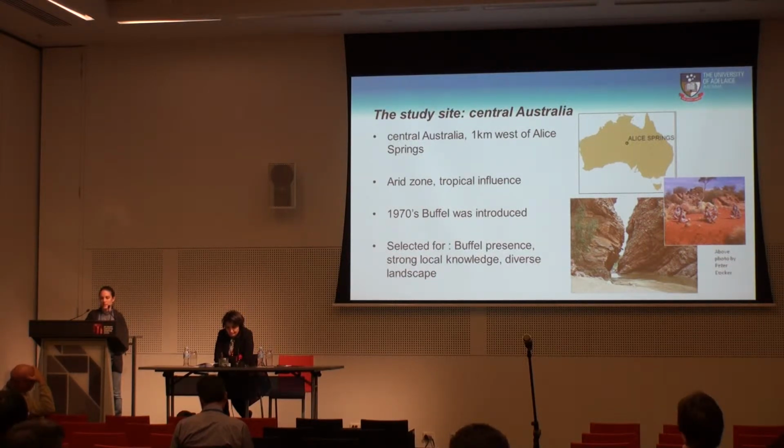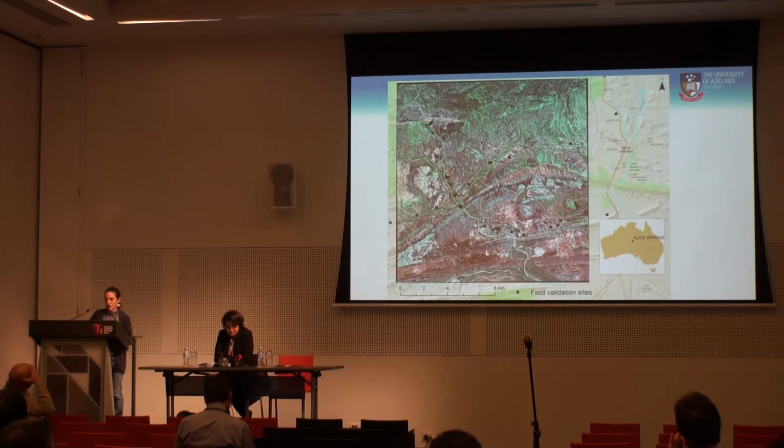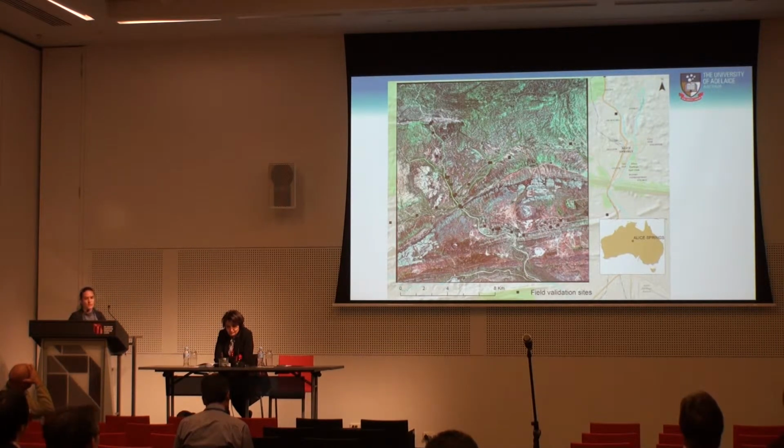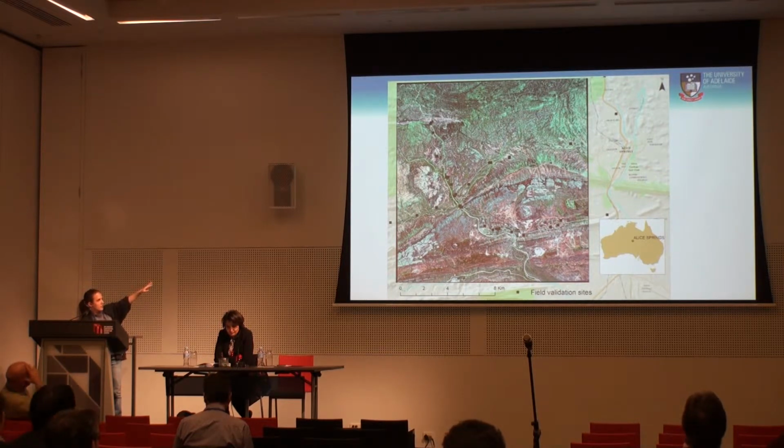So this area was selected because of the presence of buffel grass, but also because there's a lot of local knowledge in the area, and for that I have to thank Peter Latz from the Alice Springs Herbarium, and also because it's a diverse landscape. Here's the site. So, Alice Springs on the top there, the airport just down the bottom where buffel grass was introduced. Buffel grass spread out from there mostly along watercourses and along the roadsides, and it's now prolific in the area.